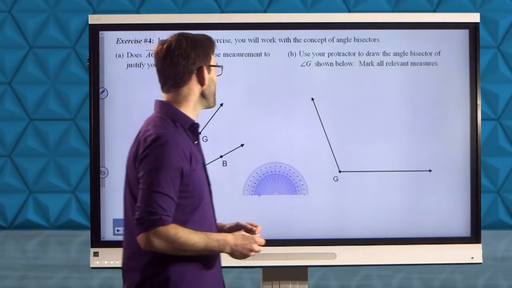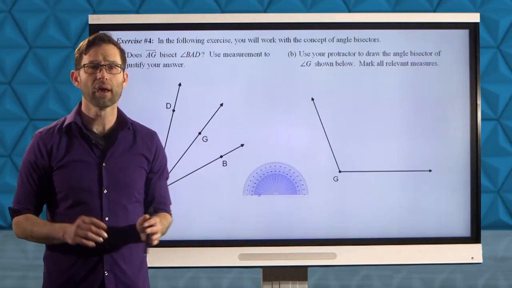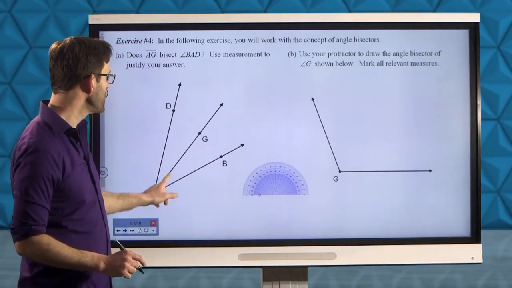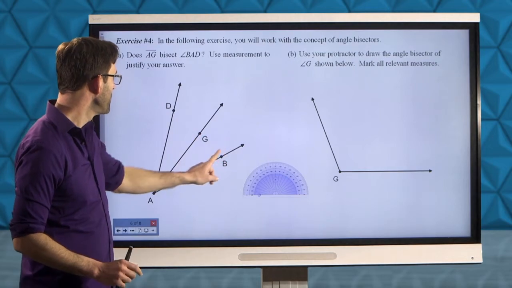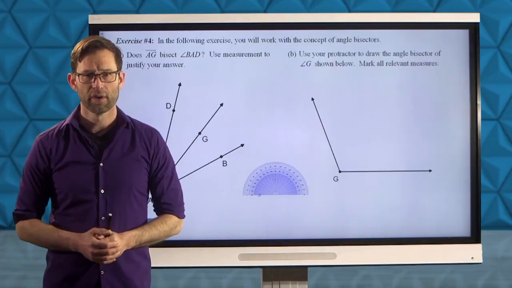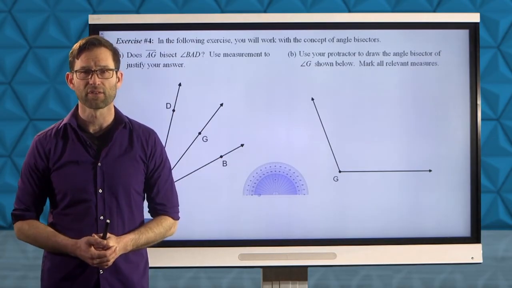All right, exercise number 4. In the following exercise, you will work with the concept of angle bisectors. Good to know. Letter A, does ray AG bisect angle BAD? Use measurement to justify your answer. All right, this is going to be a little bit dicey, but what we want to know is does ray AG bisect, cut in half, angle BAD? Go ahead and try to use your protractor to justify whether or not it is in fact an angle bisector.